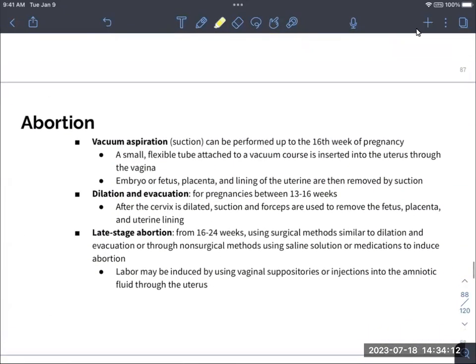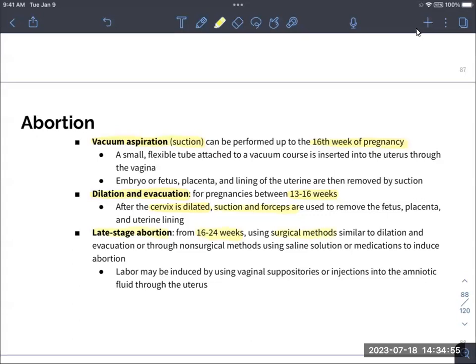There's vacuum aspiration, or suction. This can be done up to the 16th week. They stick a tube up into the uterus with a vacuum attached to it, and the embryo or fetus, the placenta, and the lining of the uterus are all suctioned off. There's dilation and evacuation, for between 13 to 16 weeks. Once the cervix is dilated, they'll use suction and forceps to remove the fetus, the placenta, and the uterine lining. A late stage abortion is anything from 16 weeks to 24 weeks.